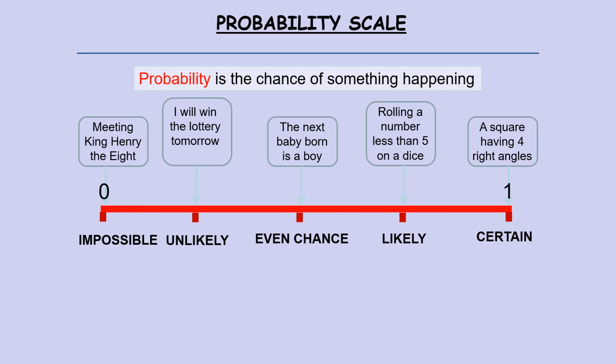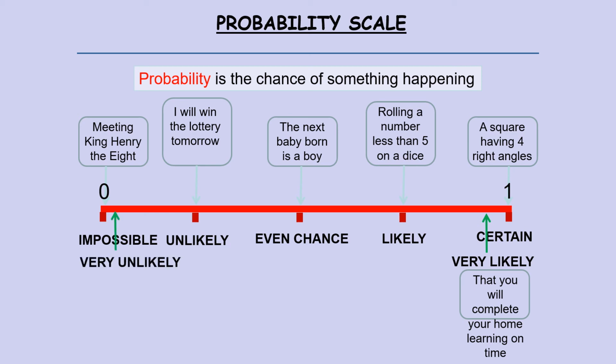And rolling a number less than 5 on a dice is likely, because you've only got 6 numbers on a dice, and 4 out of those 6 numbers are going to be less than 5. A very likely event is that you will complete your home learning on time. That's me being hopeful. And a very unlikely event is that I'll be struck by lightning tomorrow.